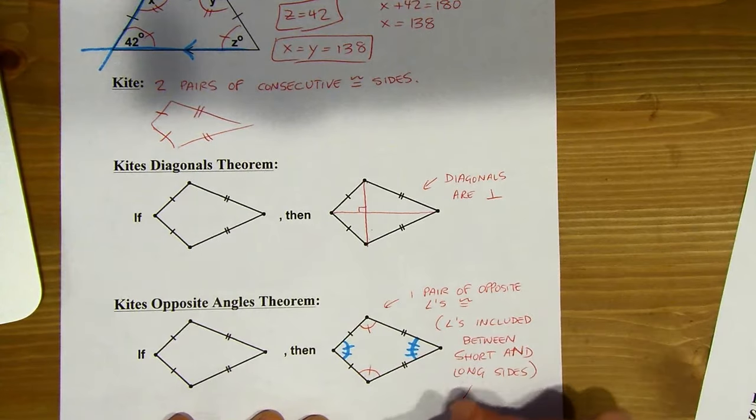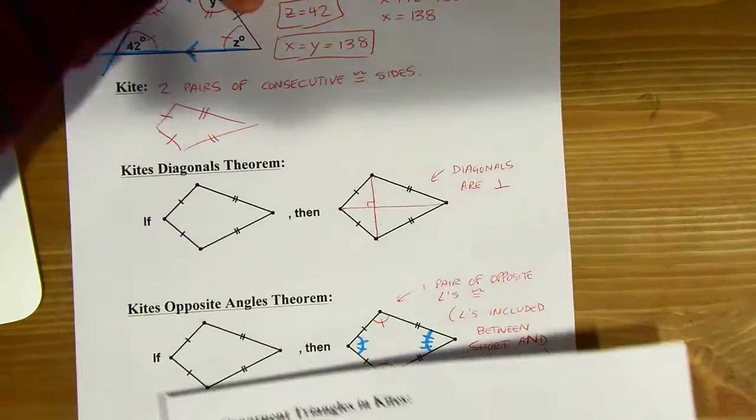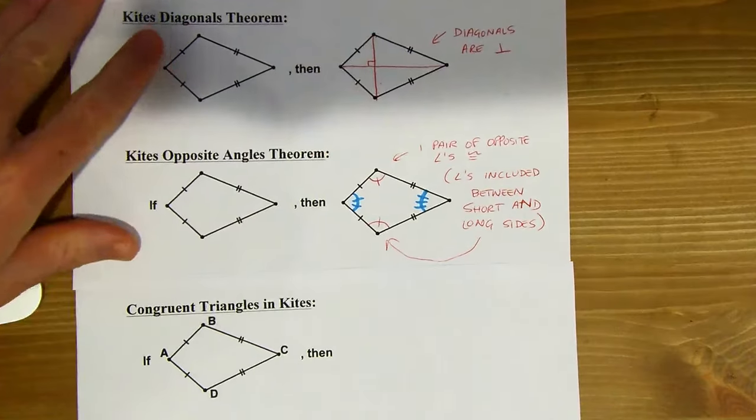Okay, and then there's the other one. There are the two congruent ones that I'm pointing the arrows to. All right, so moving on to the next page. Okay, now these aren't official theorems, but they are properties that come in pretty handy.